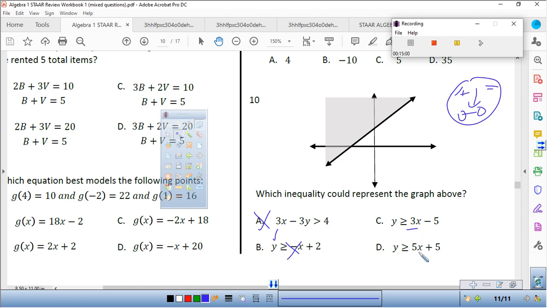Positive slope. The y-intercept in this one is going to be a negative 5 down here. That's that one. So that one has to be A or D. Okay, positive slope right there. Solid line right there. Shaded above right there. Positive y-intercept right there.